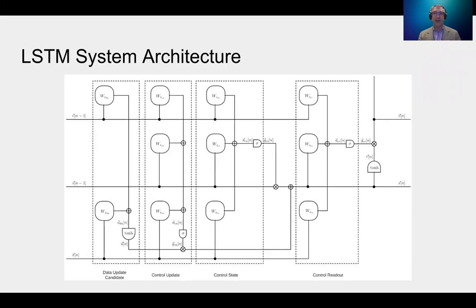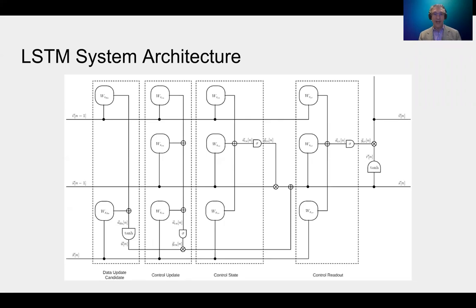In this schematic diagram of the complete LSTM system architecture, dashed rectangles and annotations are used to depict the function of each stage. We can follow this diagram from left to right in order to see the core LSTM network equation in action. The data update candidate stage mixes the external input at the current step with the system value at the previous step to produce the update signal U of n.